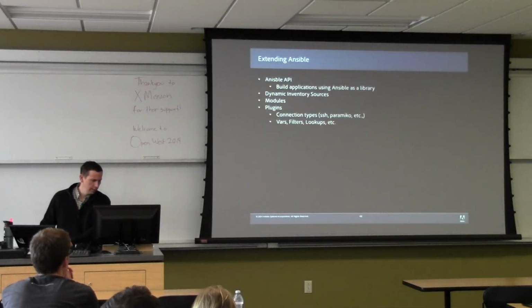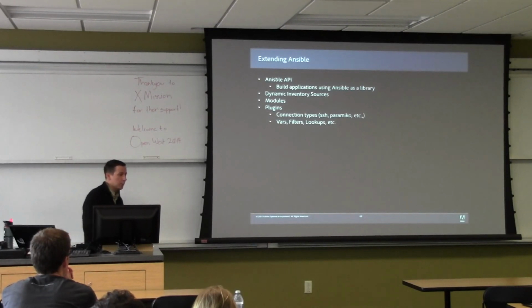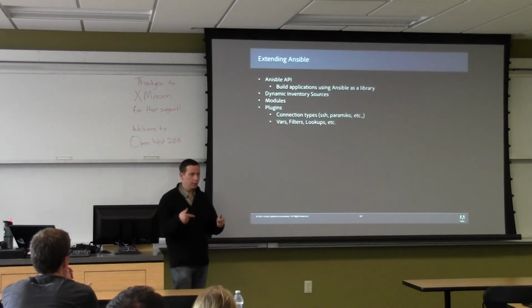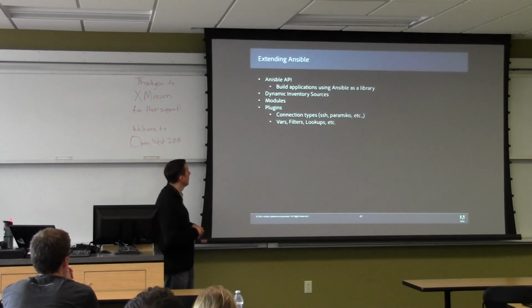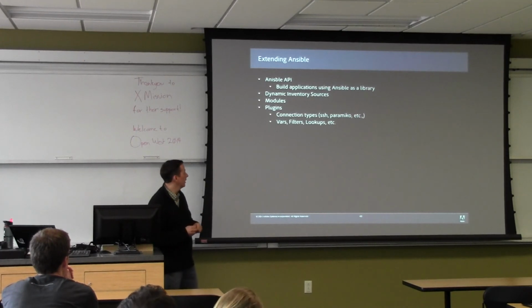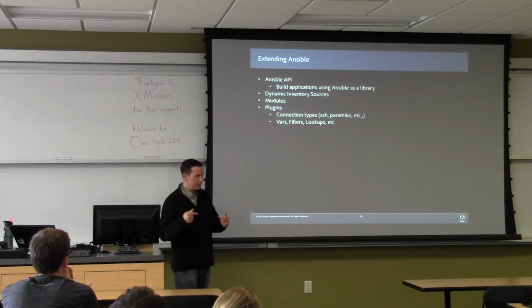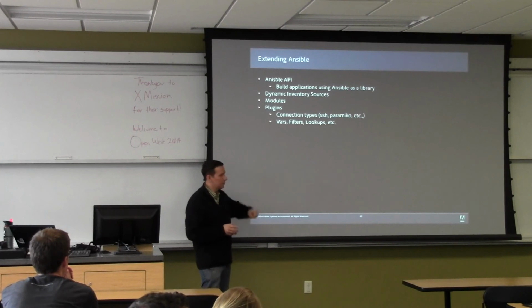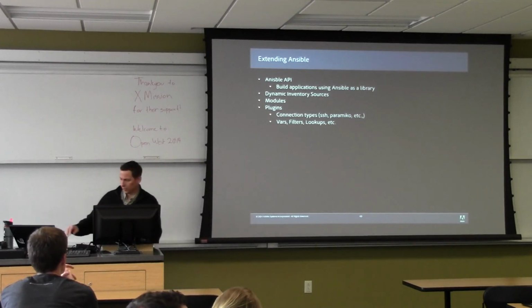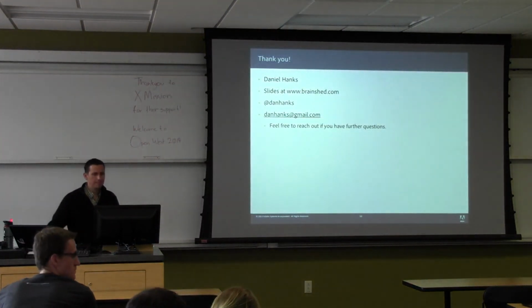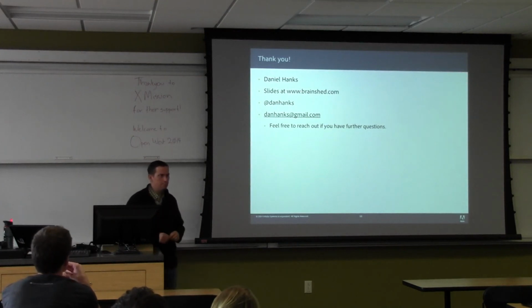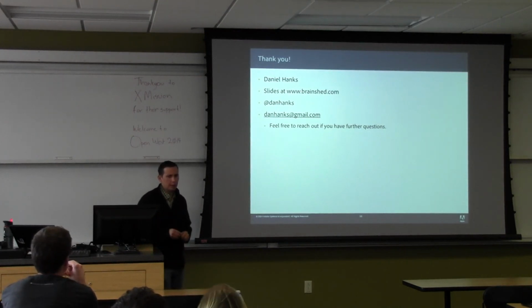There we go. If you want to extend it, it's got an API. Imagine using this thing from your code. You can do that. Okay. You can create, we talked about dynamic inventory sources. You can create your own modules. And then you can create plugins. So if you want to create your own connection type and run it over something other than SSH, you can do that. You want to create your own types of variables or filters or lookups, you can do that. It's pretty extensible. Node.js API? I don't know. I think it's a Python API because it's written in Python.